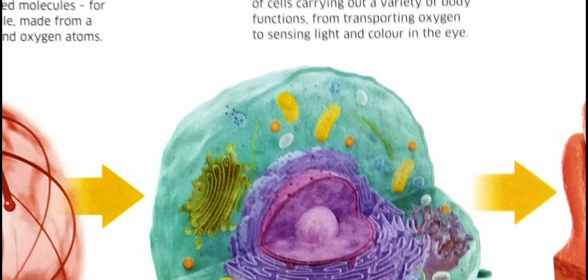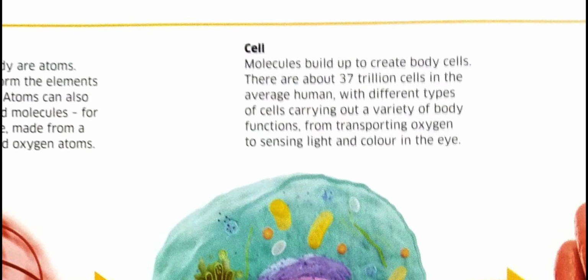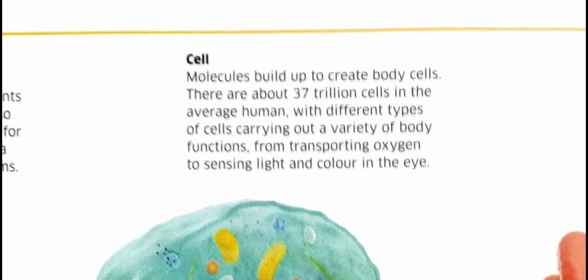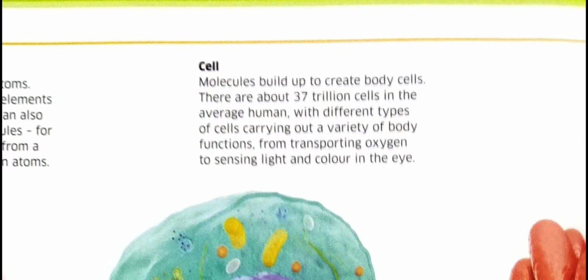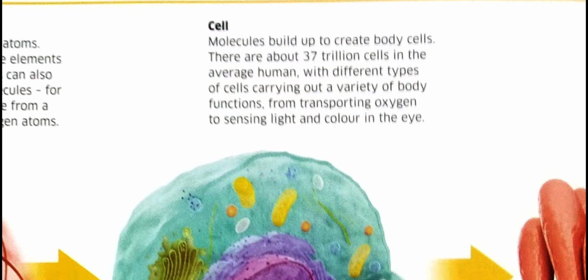Now, by the combination of atoms, the cell is made, and while talking about the cell, molecules build up to create body cells. There are about 37 trillion cells in the average human, with different types of cells carrying out a variety of body functions, from transporting oxygen to sensing light and color in the eye.